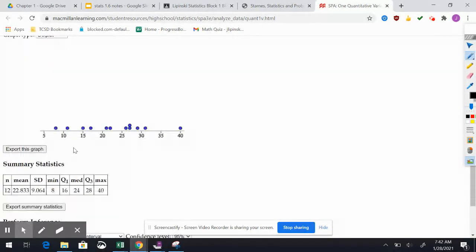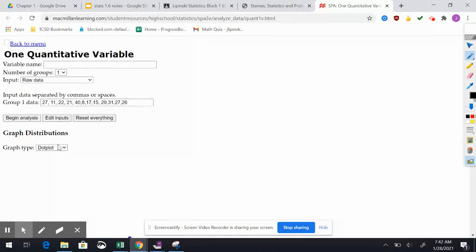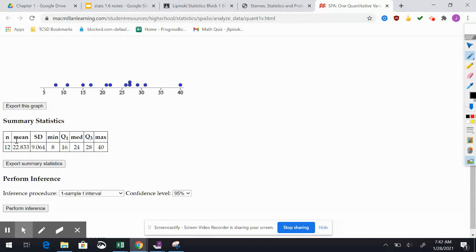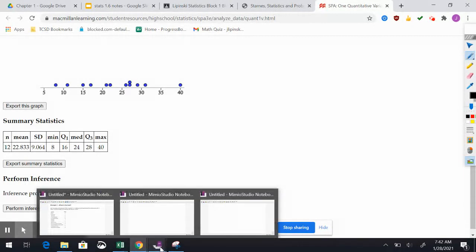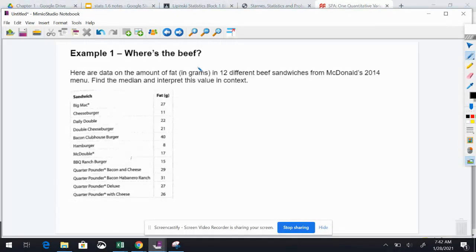We don't really care about the graph here. We could change the graph type, dot plot, stem plot, histogram, but all I want to do is look at the summary statistics. Right here, make sure you have 12 values, which we do, and we're going to look at the median, which is 24. So the median value, if we go back to this problem, was 24 grams.